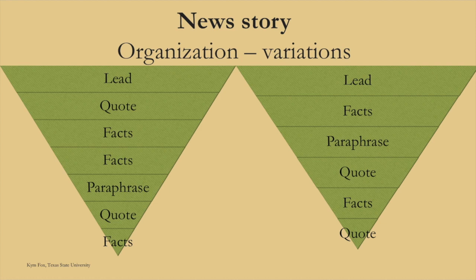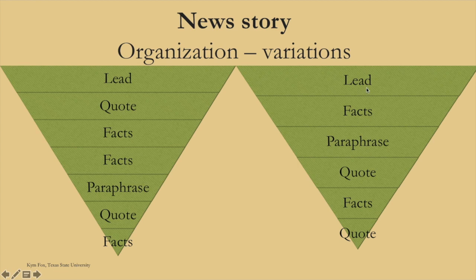So news stories look like this. And if you've had some media writing courses or you're sort of familiar because you read news all the time, you'll see that this is a traditional structure for a basic or summary news story. You have the lead, which has sort of the most important facts, and then you have a quote, maybe some more facts, a paraphrase, a quote, and more facts. Or, we structure them in different orders, of course.